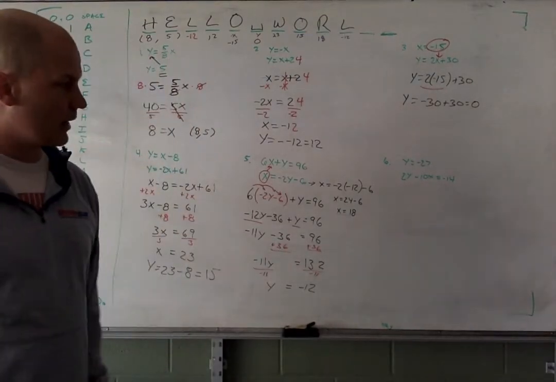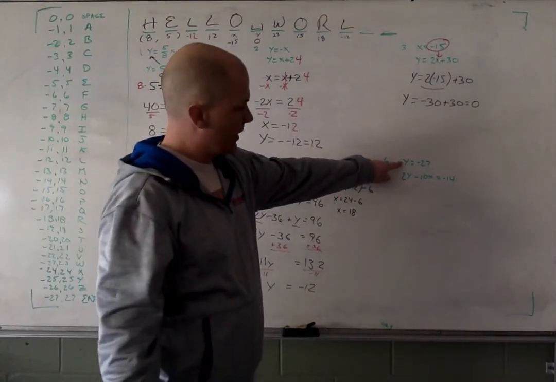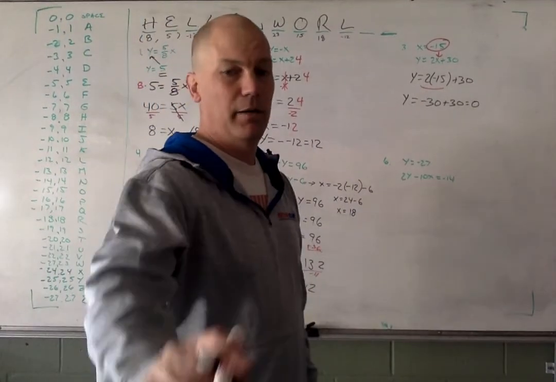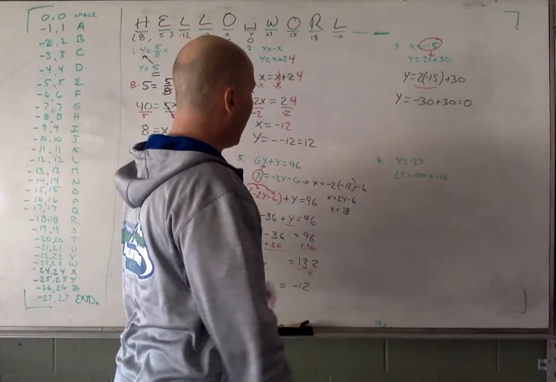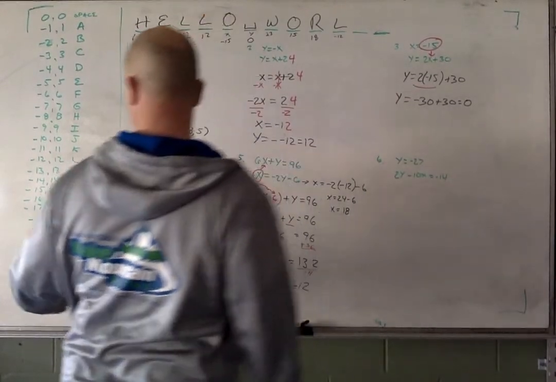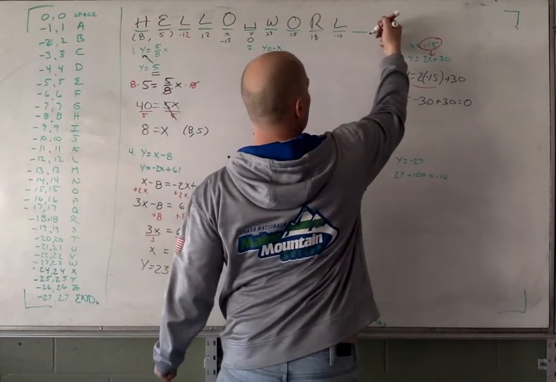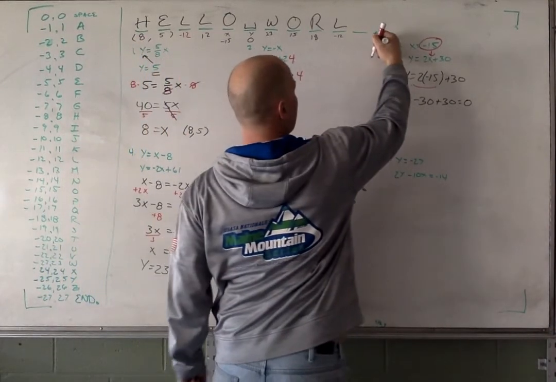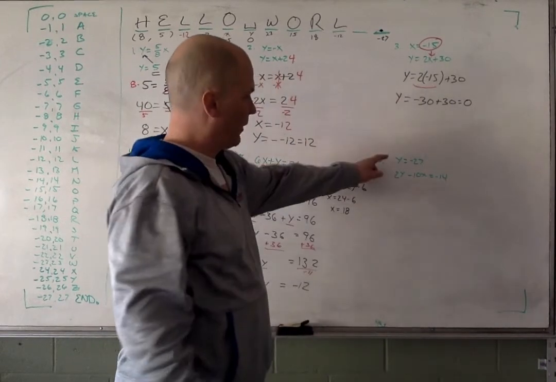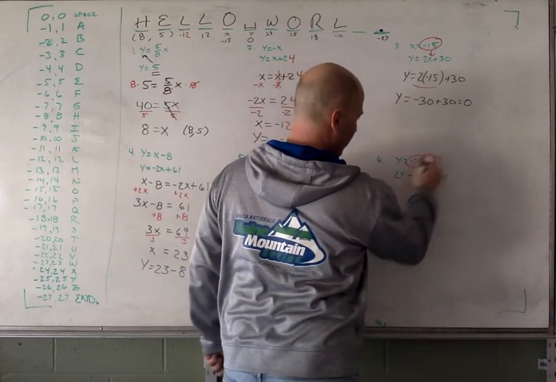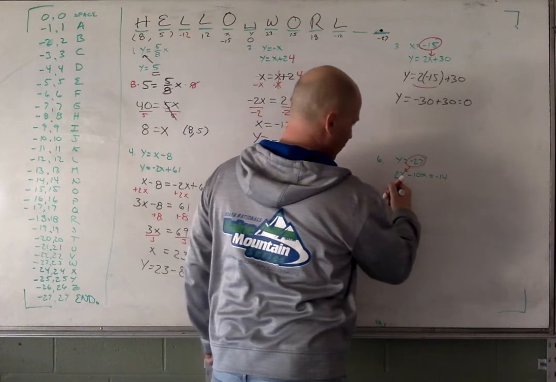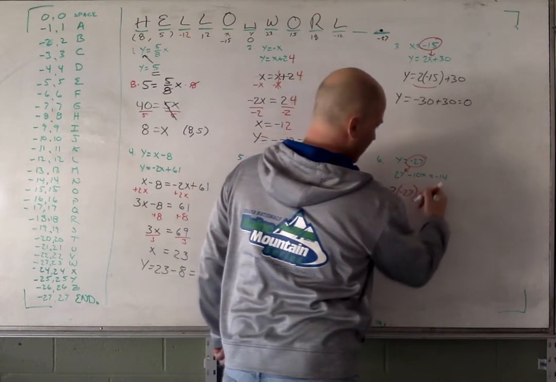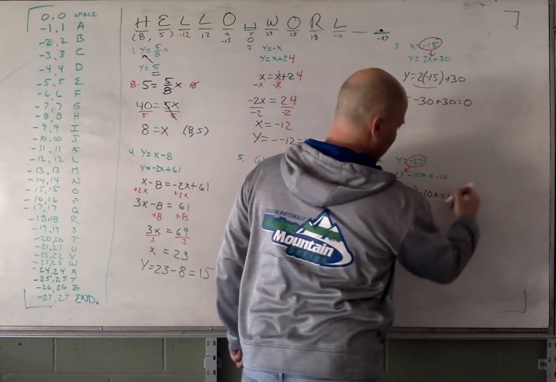And then we're on our last one. It already tells us y is negative 27, so that's nice, right? And because y is negative 27, we know that this is going to be the end. So we can put our period there, negative 27. So we just have to substitute right here for our y. 2 times negative 27 minus 10x equals negative 14.